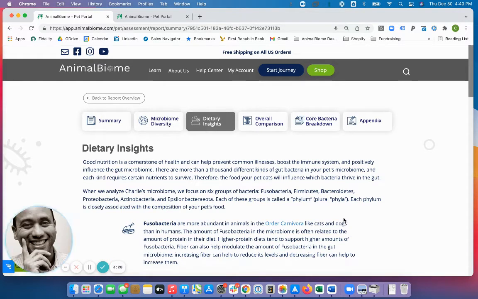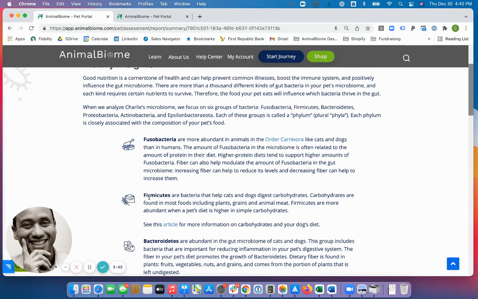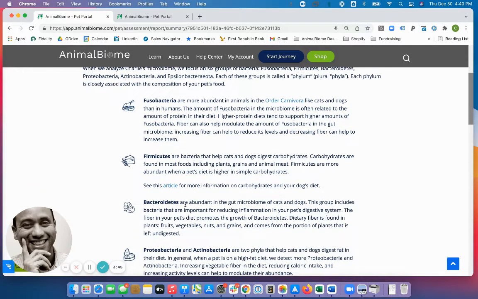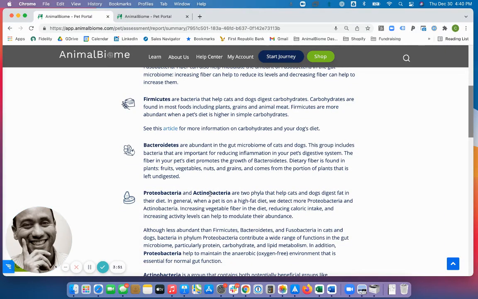One of the really cool things about the microbiome is that the bacteria found there relate directly to the macronutrients of the food you are feeding. Fusobacteria help Charlie digest protein. Firmicutes help Charlie digest carbohydrates. Bacteroidetes help Charlie digest fiber. And proteobacteria and actinobacteria help Charlie digest fat.